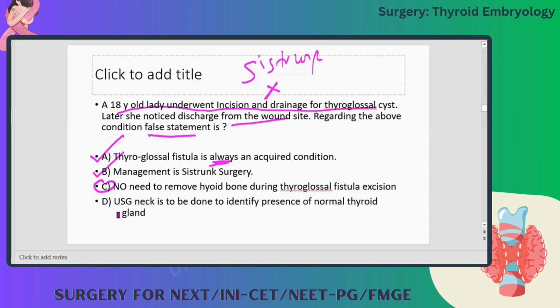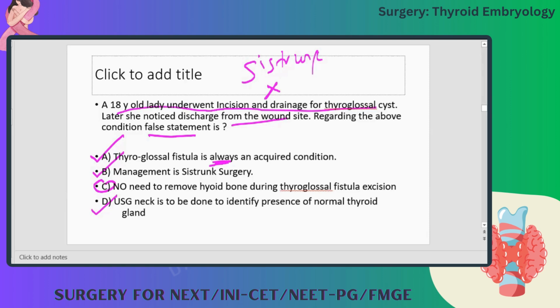Management is cyst trunk surgery. Yes. Ultrasound neck is done to identify the presence of normal thyroid. Sometimes what happens is this thyroglossal cyst only will develop into the thyroid gland. So sometimes it will not develop. So what if you remove the entire thyroglossal tract? What will happen at that time? Thyroid infection, drainage, thyroglossal fistula? Can the question be repeated again? If we remove the thyroglossal tract fully?